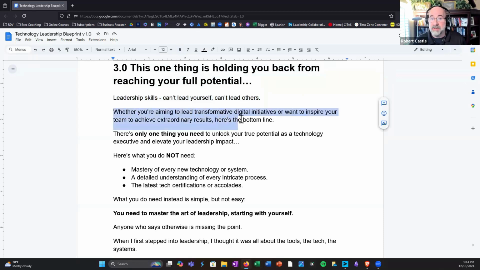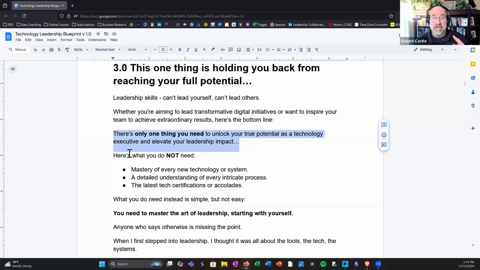Now, whether you're aiming to lead transformational digital initiatives, or want to inspire your team to achieve extraordinary results, here's the bottom line. There's only one thing you need to unlock your true potential as a technology executive and elevate your leadership impact.